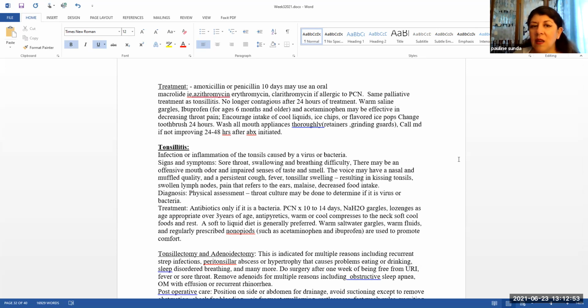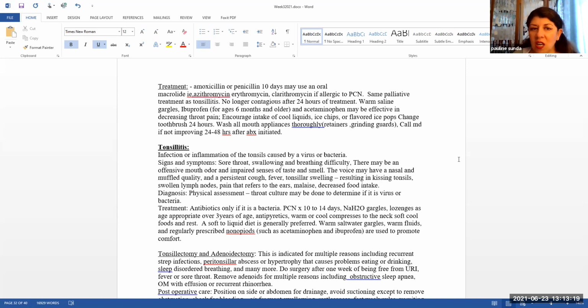They will use some of the same palliative care as with tonsillitis, which we'll talk about in a moment. They are no longer contagious after 24 hours of being on the antibiotic. Warm saline gargles, ibuprofen, and acetaminophen may be effective in decreasing throat pain. You want to encourage the intake of cool liquid, ice chips, and flavored ice pops.